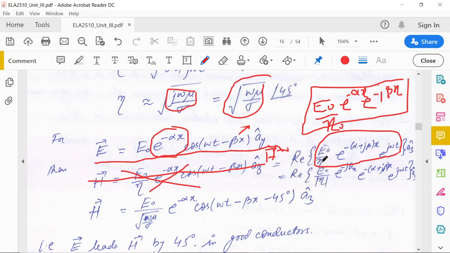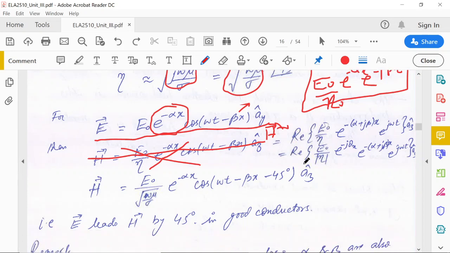Now this n is complex, so we have to split it into the magnitude and the phase part. It will be the magnitude of n, into e to the power j theta n. So eta equals magnitude of n into e to the power j theta n. When you take it into the numerator, it becomes e to the power minus j theta n. We combine it here, and it becomes e to the power minus alpha plus j beta plus j theta n.